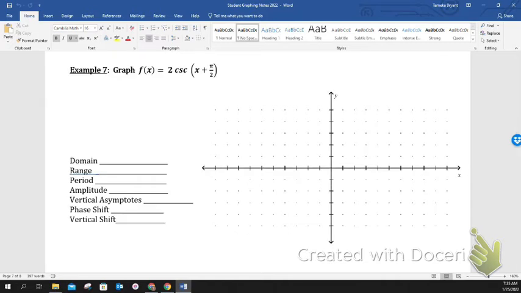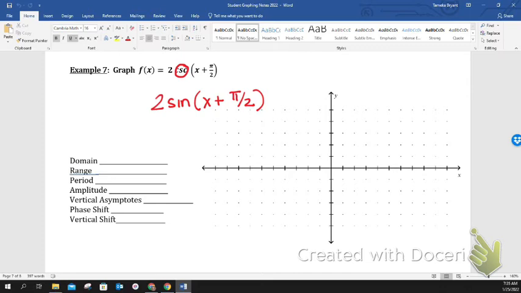So I think the easiest way is just to realize that we're going to plot the points as if we're graphing the sine. So we're going to graph 2 times the sine of x plus pi over 2, because that's the sister to cosecant. So essentially, we're following the same steps that we follow to graph sine and cosine.